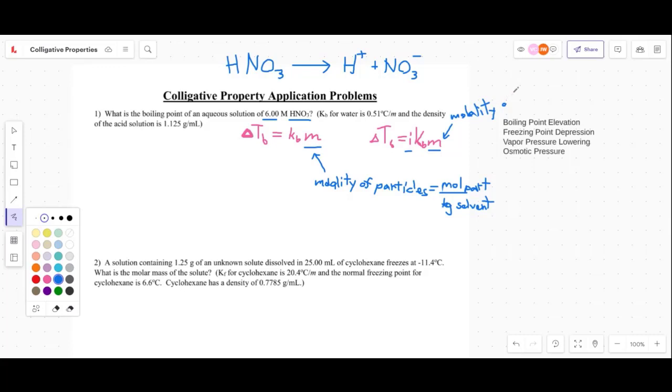Because multiplying the molality of the solute times the van 't Hoff factor gives you the molality of particles. Does that make sense?